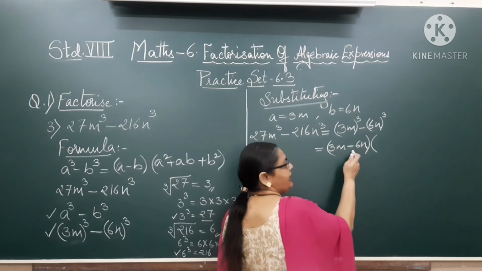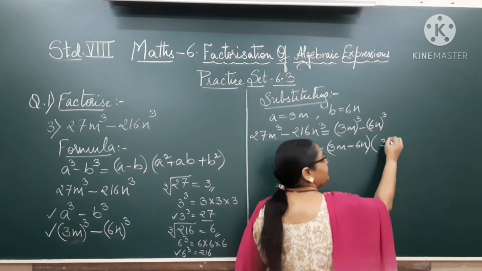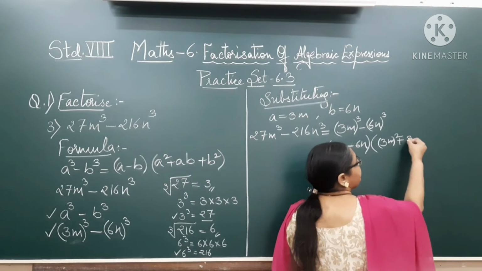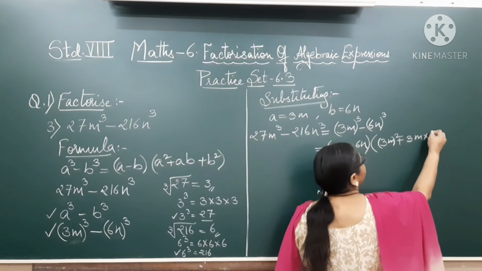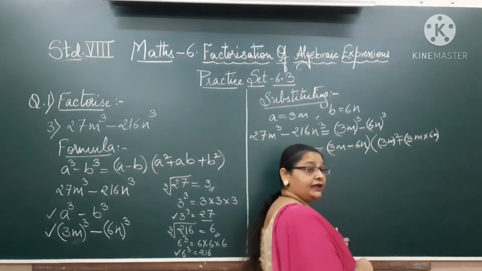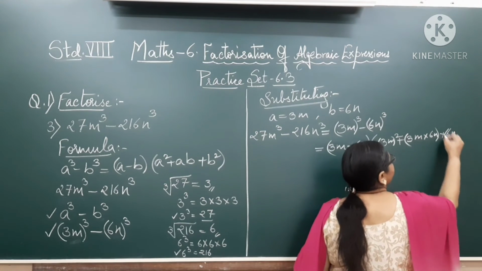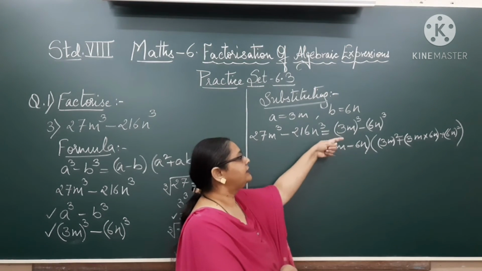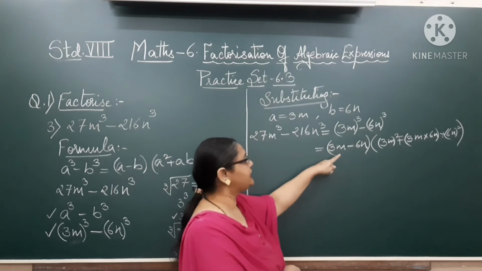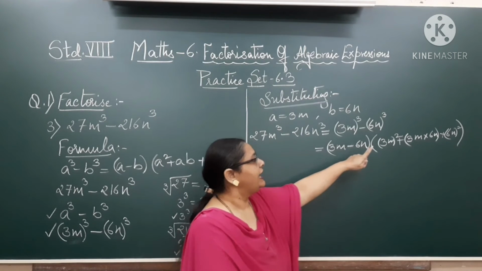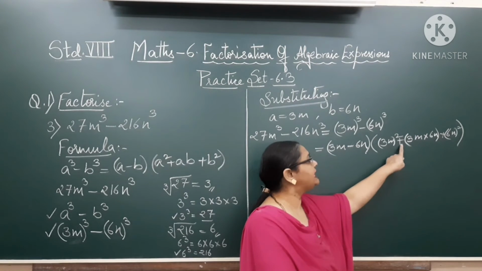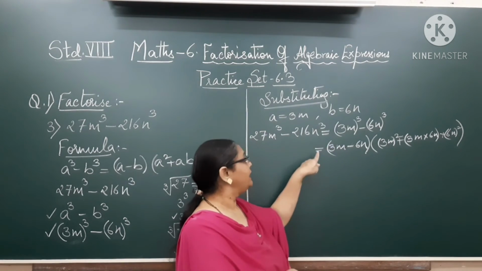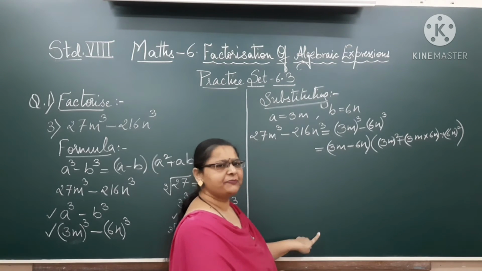So that is 3m minus 6n, a minus b, into a square, which is 3m the whole square, plus ab, so 3m into 6n, plus b square, which is 6n the whole square. So 3m cube minus 6n cube is equal to 3m minus 6n into 3m the whole square plus 3m into 6n plus 6n the whole square. Now let us expand and then simplify.